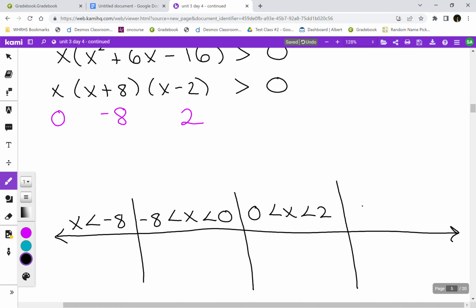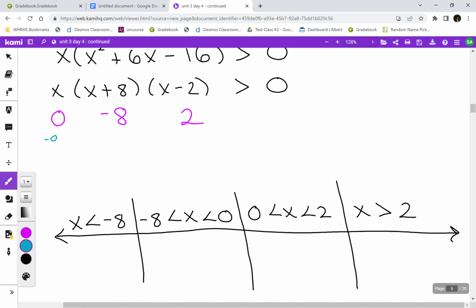Right? Greater than 2. You got it. So we're now testing 4 regions. All right, let's go with less than -8. If we're less than -8, can we do -9? Sure. Let's go ahead and test -9.